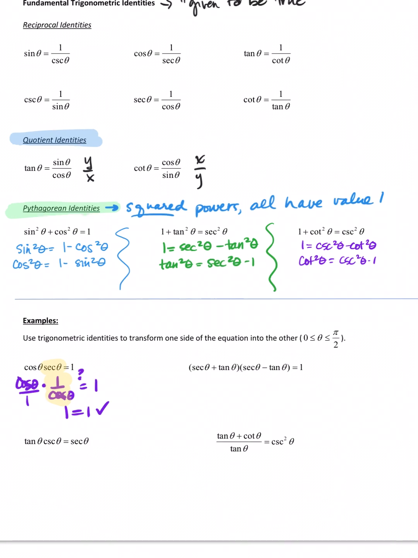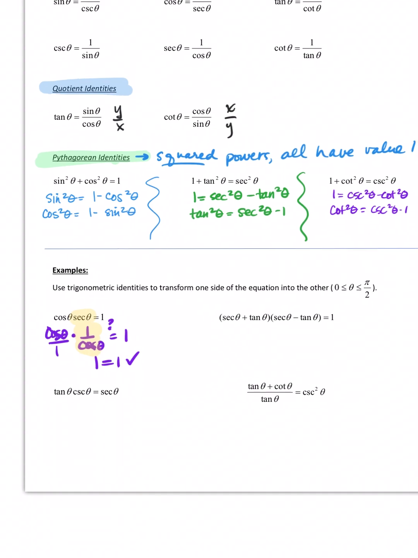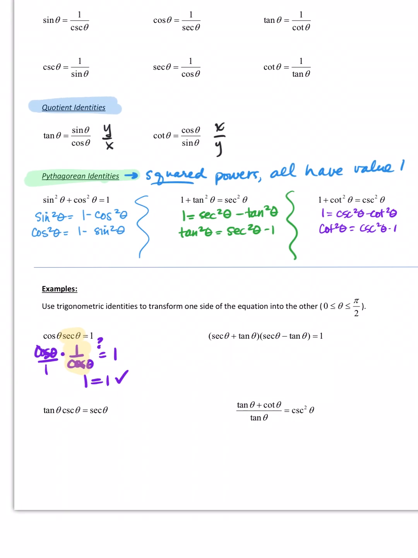Let's try the next one down here first. Tangent and cosecant times equals secant. Okay, so what the heck? Where are we going to go with this? Well, usually a rule of thumb I use is to try to get things in terms of sines and cosines. All right, so knowing that, I'm going to use the quotient property and replace tangent with sine of theta over cosine theta. That's one of my quotient identities right here.